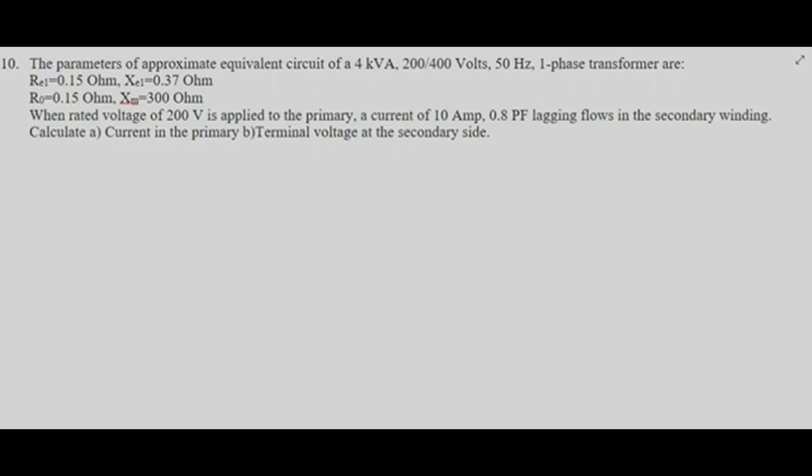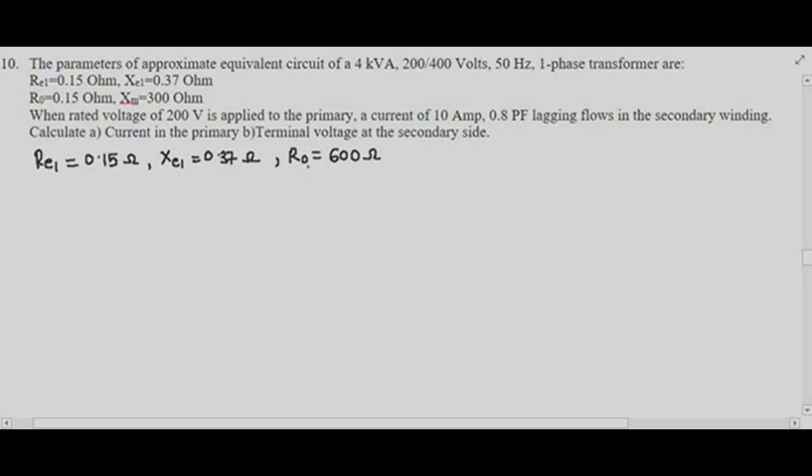Just a minute, there is one mistake here. Actually R0 cannot be this much. So I will rewrite here: RE1, the equivalent resistance of the transformer referred to the primary side, is 0.15 ohm. XE1 equals 0.37 ohm, and please instead of 0.15 for R0, take 600 ohm. This is the shunt circuit resistance, the shunt circuit which we show in the equivalent circuit for representing your IC.